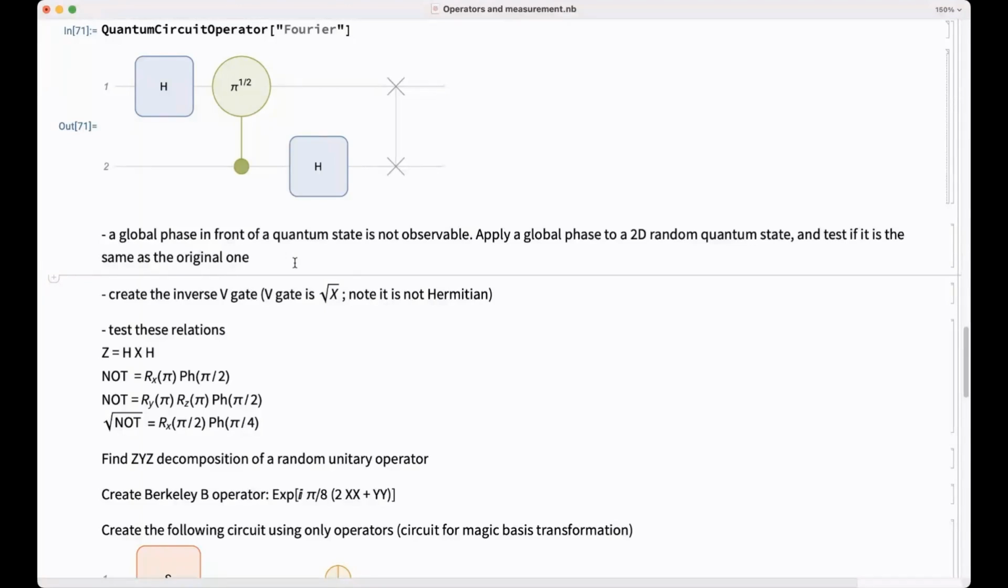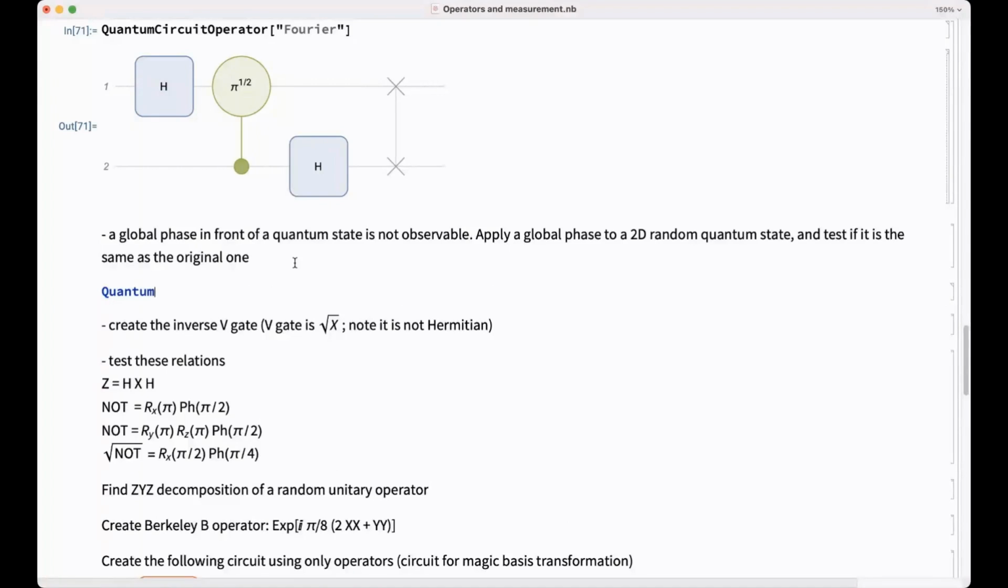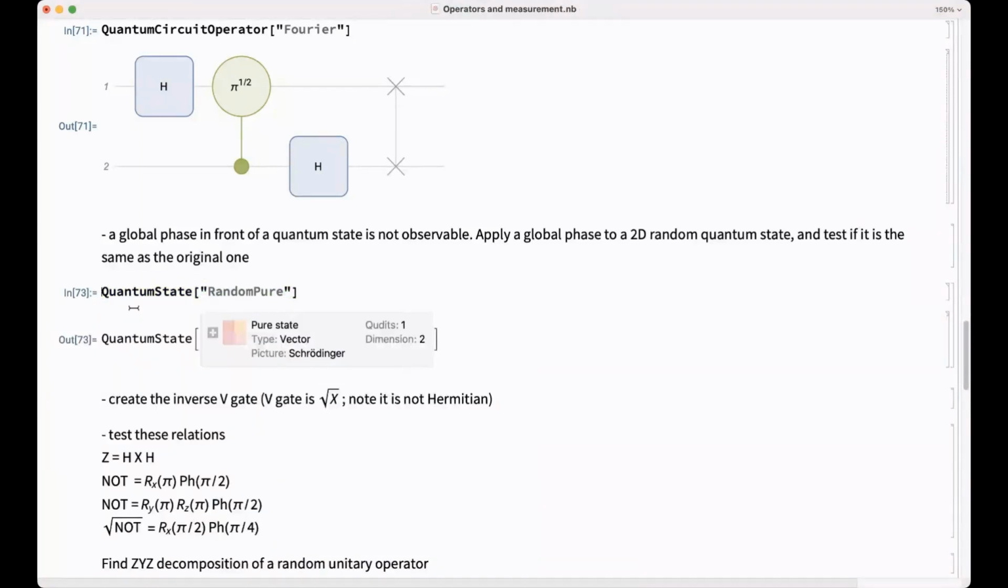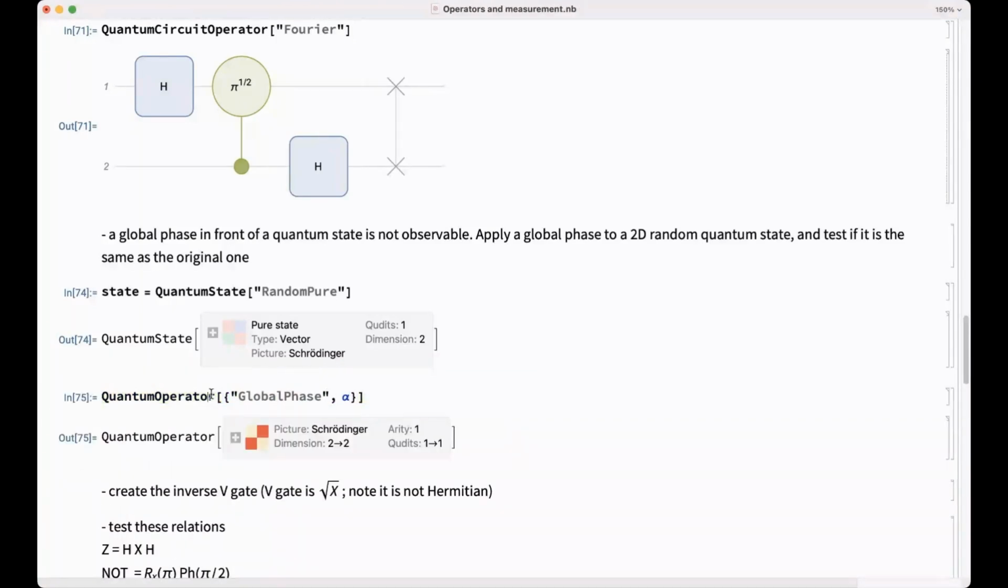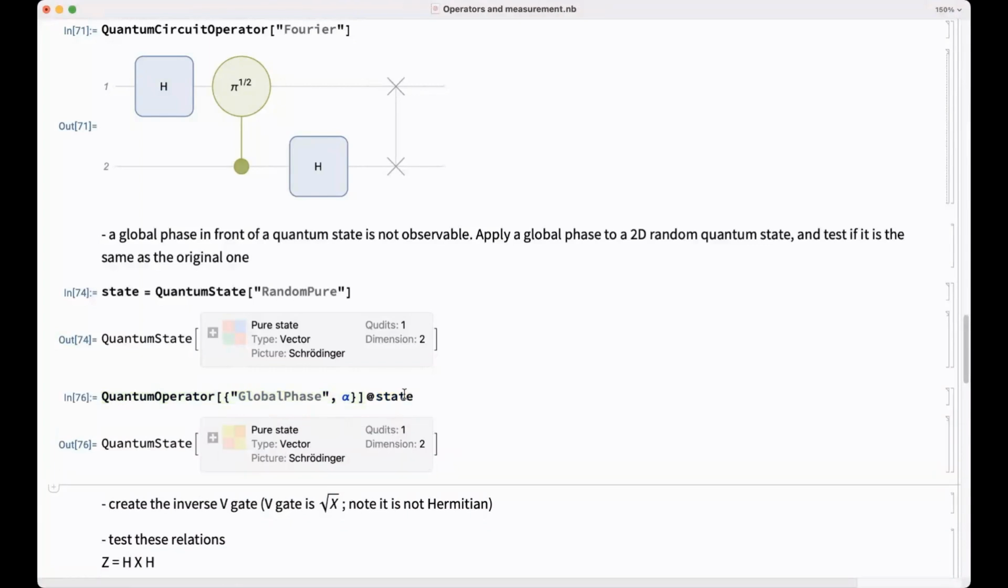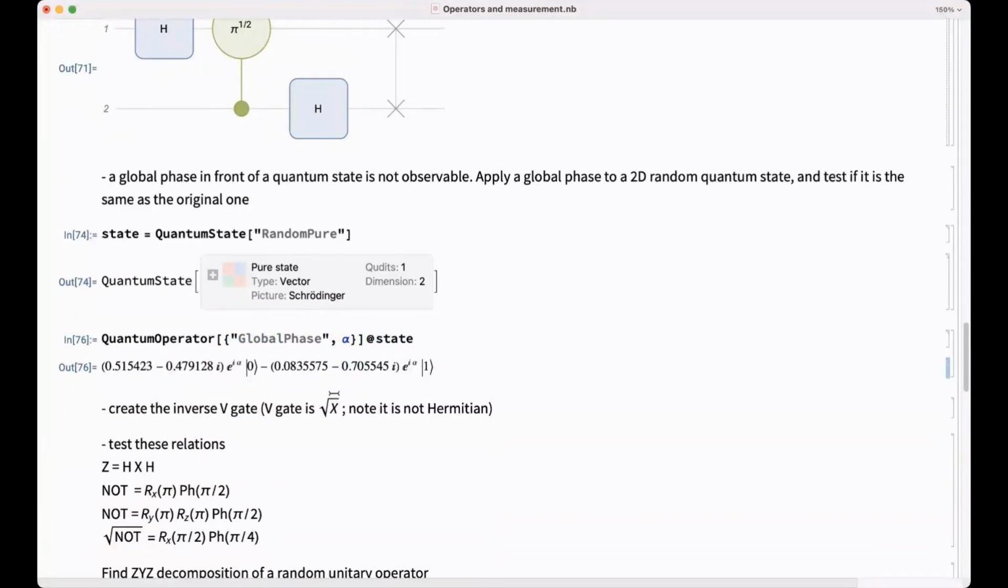You can see, let's create a quantum state, a random pure state, let's call it something, whatever. Now remember, we have an operator global phase. Let's just apply global phase in front of that with an angle, whatever angle we like, and let's apply it on our state. So that's the whole thing.